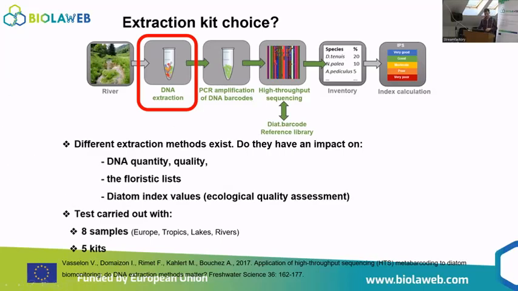So this was a work carried out by Valentin Vasselon. You can see here, it was published in 2017. And he carried out a test on 8 samples coming from several European countries, from lakes, rivers, and also from tropical areas. And we used 5 kits.